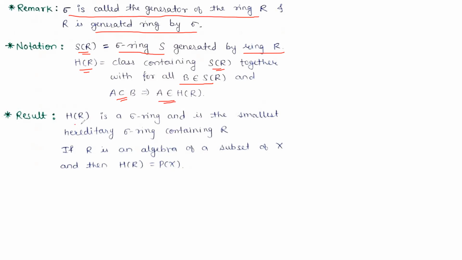Next is the result that this H(R), which is the class containing S(R), is a sigma ring and is the smallest hereditary sigma ring. That is, it is the smallest ring having the hereditary property and containing R. Now, if R is an algebra of subsets of X, then H(R) is equal to the power set of X. That is, H(R) is equal to P(X).